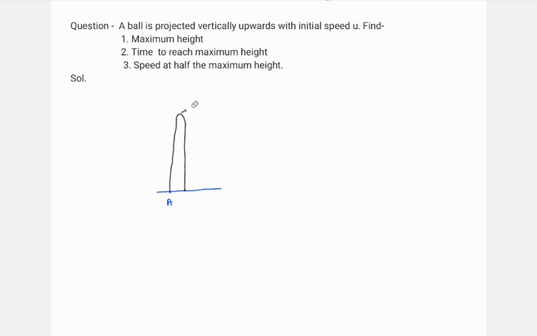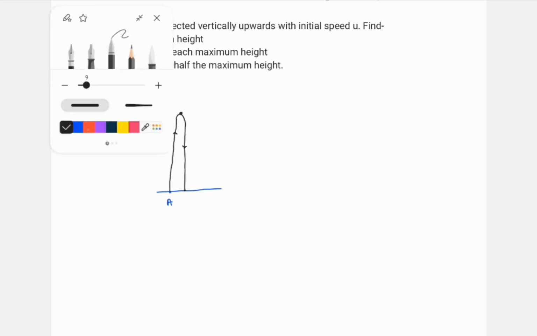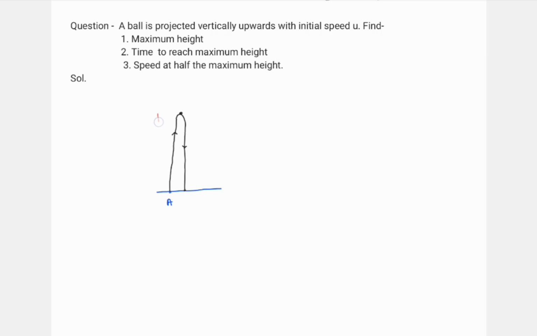When you throw a ball vertically upward, it will travel some distance in an upward direction, and when it reaches the maximum height, for just a bit of a second, it is going to stop at the maximum height. Then it will start falling back to the ground. Now, let us consider the maximum height the ball has reached is h.